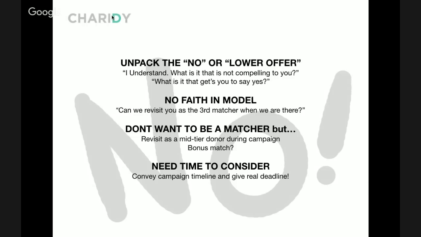They might say, sure, that's fine, come back to me on that day, we can talk about the amount then, or something along those lines, but there's nothing wrong to say, if you don't want to be a matcher, maybe you could be the next group of people to support it on the day of.